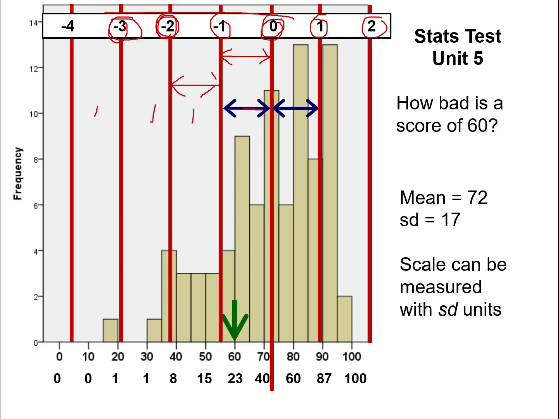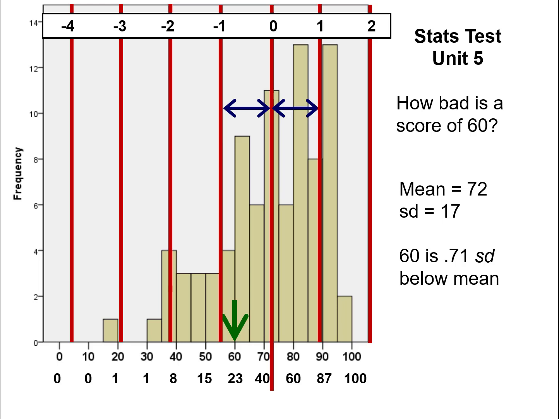So I've just taken my standard deviation unit, this blue line segment, and I've used that to mark off my distribution in standard deviation units, and I've used the mean as a midpoint, and I called that 0, and I'm looking at how far scores deviate above or below the mean in standard deviation units.